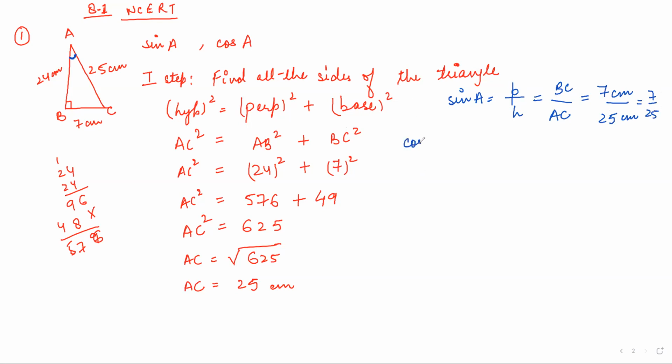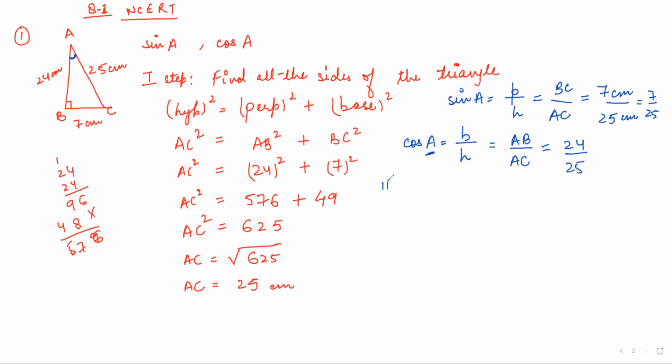Similarly, you can find cos of A. Now cos of A is how much? Base upon hypotenuse. Now if I'm taking angle A here, which side is base? Base, ma'am, I think 24. First of all, write the name of the sides, that is AB and AC, right? 24 by 25. Yes, 24 divided by 25. So that is cos of A. So this is how trigonometric ratios are used in a triangle.